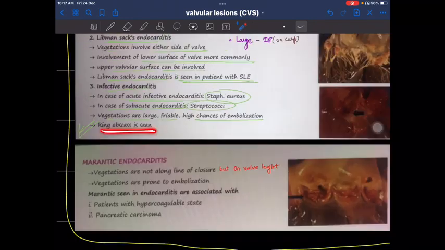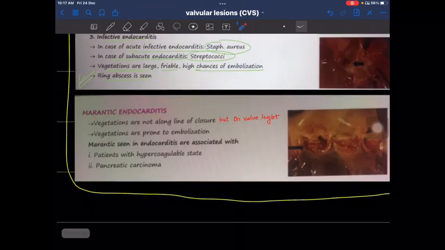And the last is Marantic endocarditis. In this, vegetations are not along the line of closure, but on the valve leaflet. And these are prone to embolization. Marantic endocarditis is seen in any hypercoagulable state and in pancreatic carcinoma.